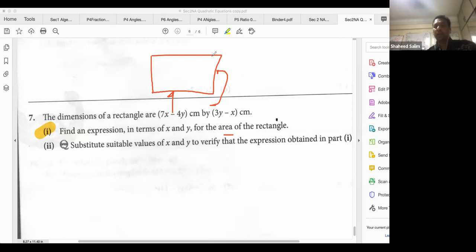Okay, but mine, I think it's crooked. This rectangle is crooked. We draw properly.